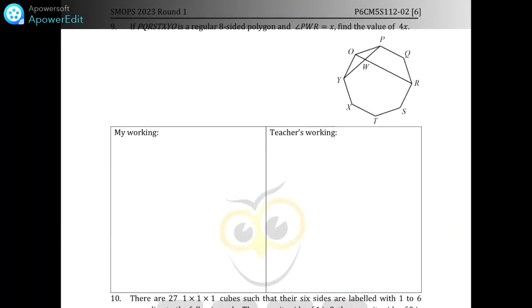Now let's take a look at question 9. So this is 8-sided, and we can find the sum of interior angles. It is 180 times the number of sides minus 2. The sum of interior angles is 1080. Let's figure out the value of one angle, so divide by 8. Each interior angle is 135 degrees.